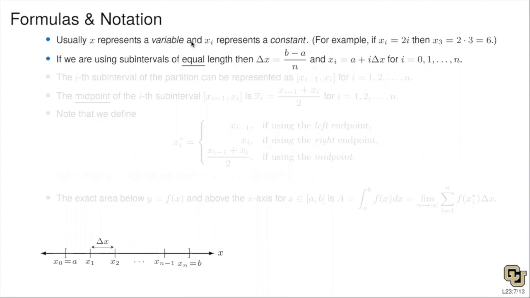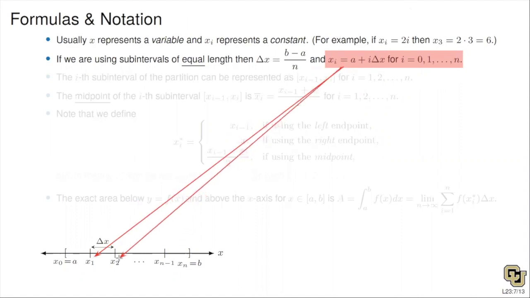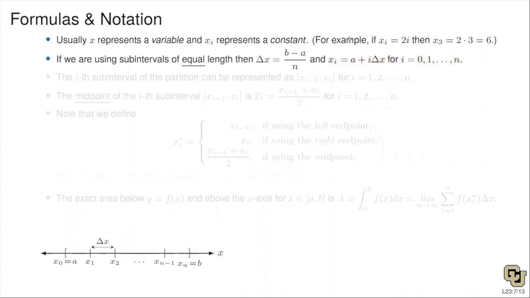So here's the next formula. It says x sub i is a plus i delta x, i going from 0 to n. So this gives us the formula for the partition. It tells me what x sub 1 actually equals. It tells me what x sub 2 actually equals. What's x sub n minus 1? What's x sub n? So let's make sense of the formula.